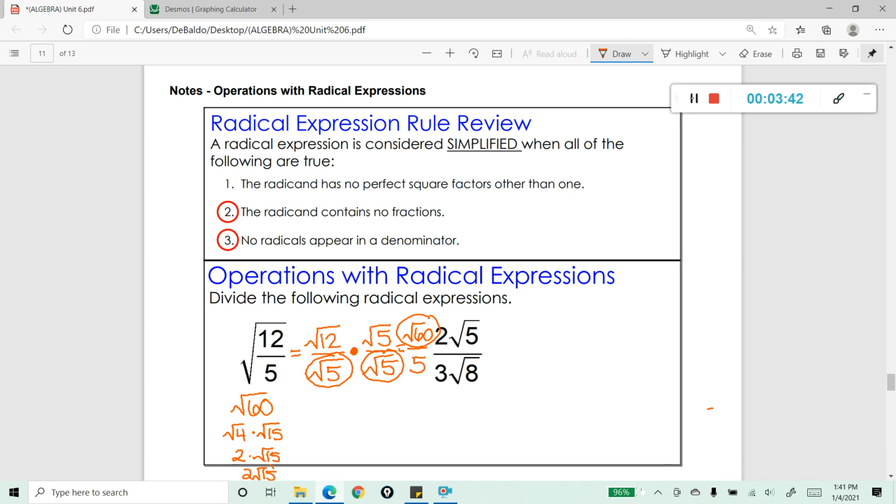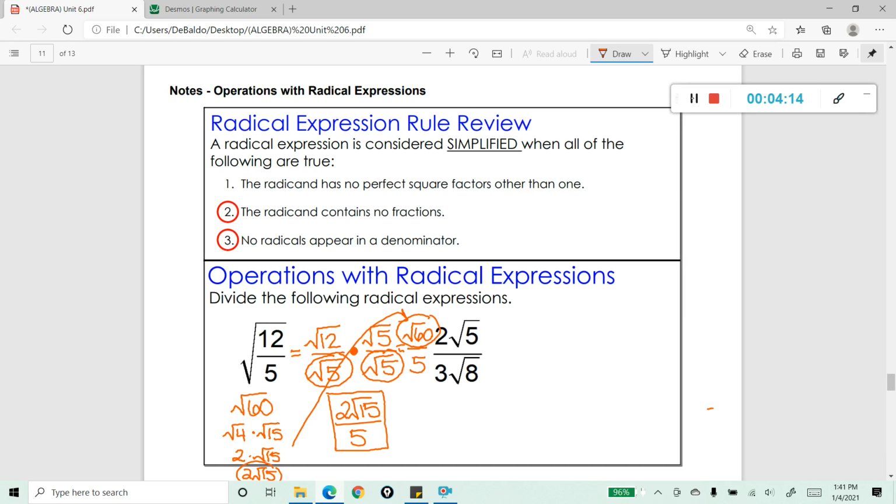Now, I'm not done. I'm actually going to take that, and I'm going to replace it with the square root of 60. So I'm going to say 2 root 15 divided by 5. And at this point, I am fully simplified. I'm not always going to be fully simplified. I might have to do a little bit more simplifying here. But for now, we are completely done. And this is your answer. All 3 of those statements above have been satisfied.